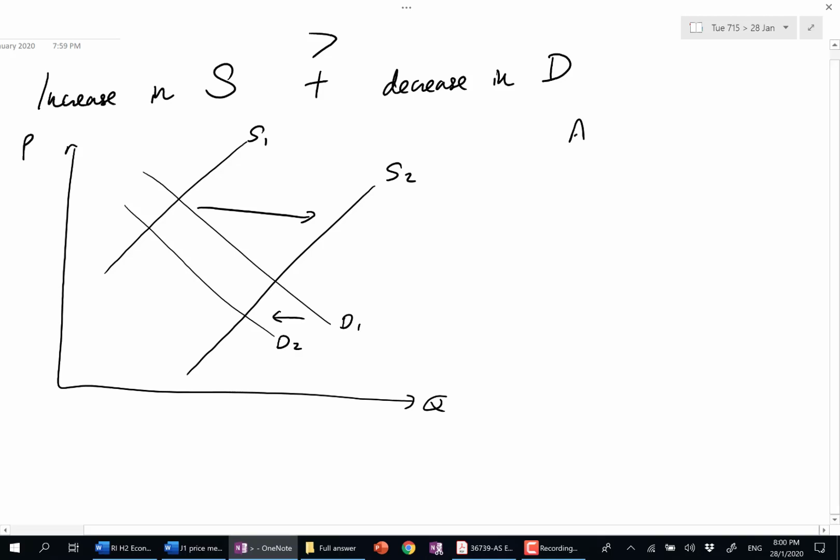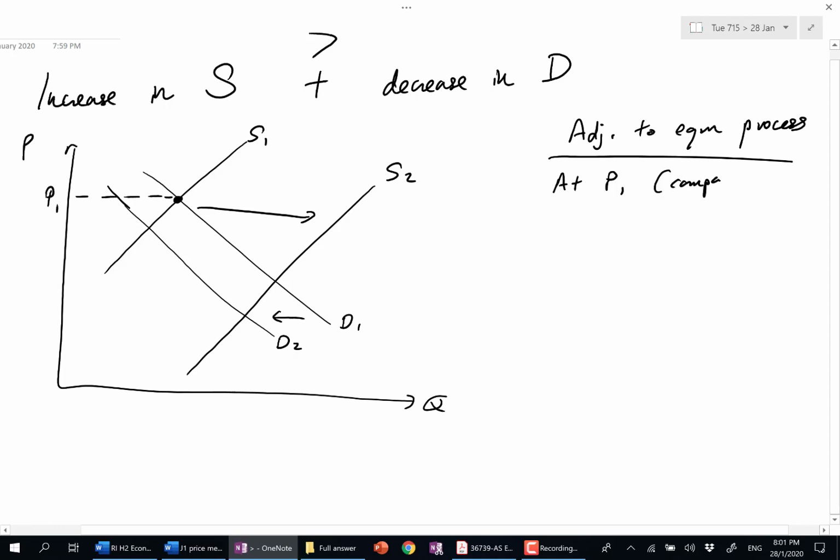Explain adjustment to equilibrium process. Okay, so in the adjustment to equilibrium process, you have to look at P1. I can even label P1 for you. Okay, so at P1, please compare quantity demanded and quantity supplied. That is your first step.